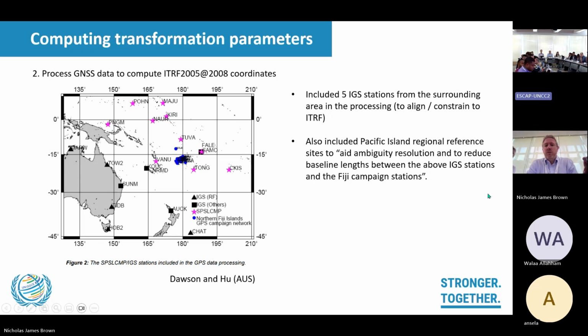Because it was available, we also included some information from the Pacific Island Regional Reference Site. So these are now obviously part of APREF, but on some of the Pacific Islands at that time, they also had continuously observing GNSS stations, which are used as part of the Pacific Sea Level and Geodetic Monitoring Project. So they're monitoring the movement of the land and the sea over time.